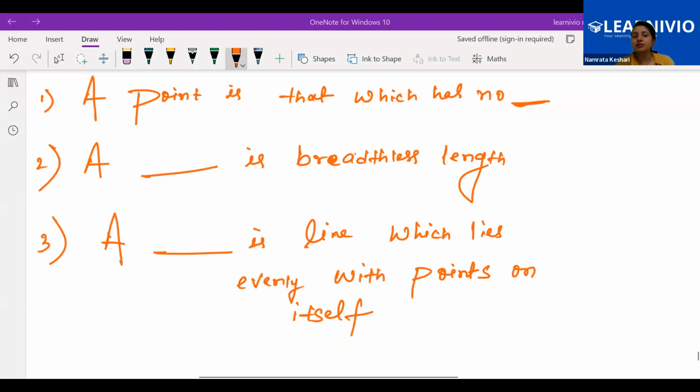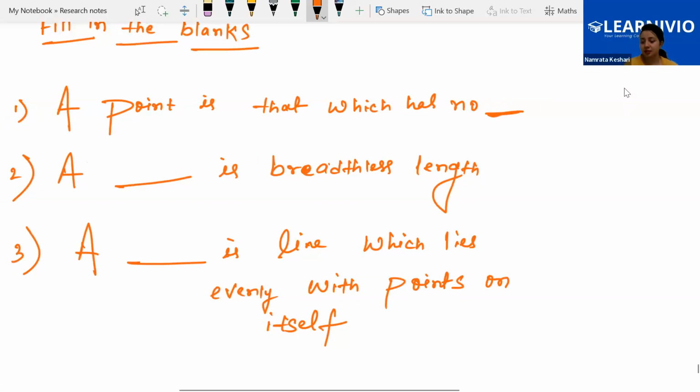What will be there in the first blank? A point is that which has no what? Part. Everyone, is it part? Yes, ma'am. A point is that which has no part. Part means it has no dimension. We have understood this statement when we were going through the definitions, few definitions given by Euclid in our book.